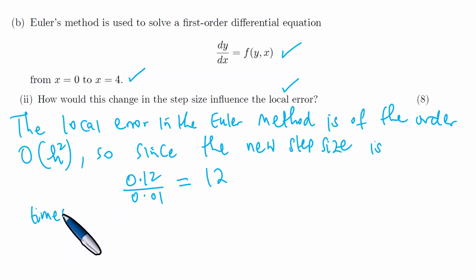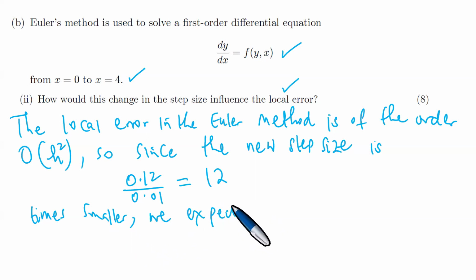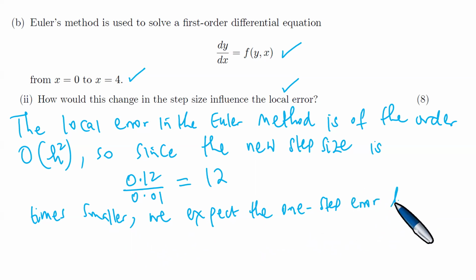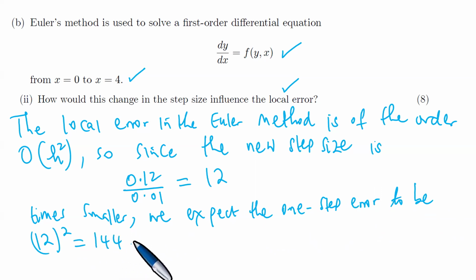we expect the one-step error to be 12 squared. And 12 squared, we all know, is 144 times smaller.